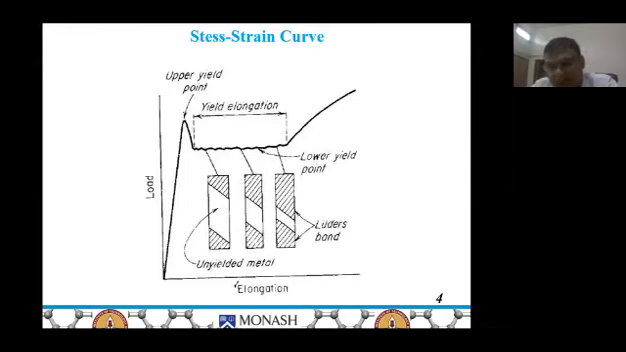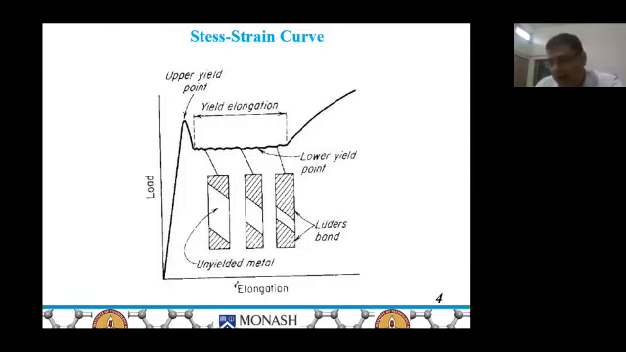And once we apply load, an extra force is required to unlock that dislocation pinning. Further, once it has been overcome, it can deform at a lower yield point, and the elongation at the yield point is called yield elongation, and it is represented in this figure.